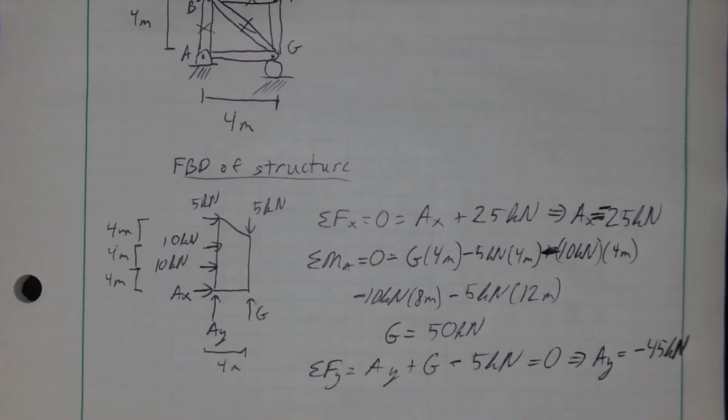All right, here's what I've got. I've got AX minus 25 kilonewtons. For G, I took the sum of moments about A. That's 50 kilonewtons. You could take the sum of moments about G to find AY, because AX passes through both those points. Or you could take the sum of forces in the Y direction. That had fewer terms for me, so I went ahead and wrote that out, and here we are. So I've got minus 45 kilonewtons for AY, positive 50 kilonewtons for G. Good to go. So we found reactions. Now, what are we trying to do?